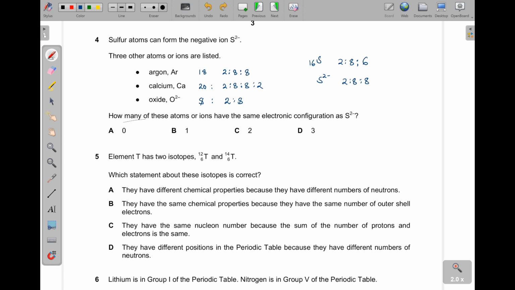Okay, so how many of these atoms or ions have the same electronic configuration as sulfur, as a sulfide? So it has to be B here. It is only one, which is this argon.